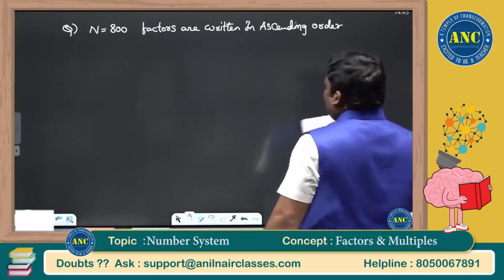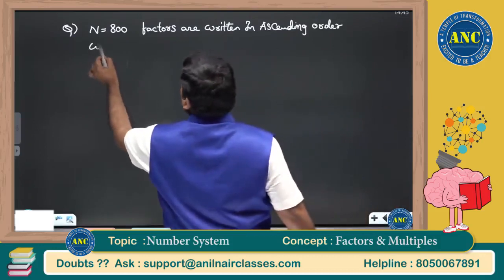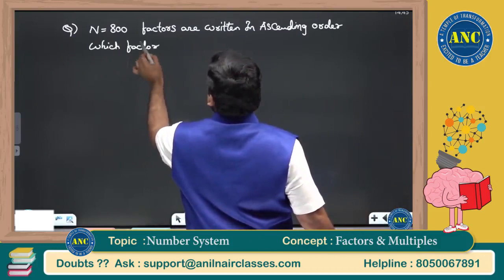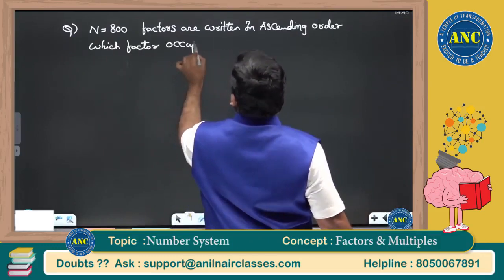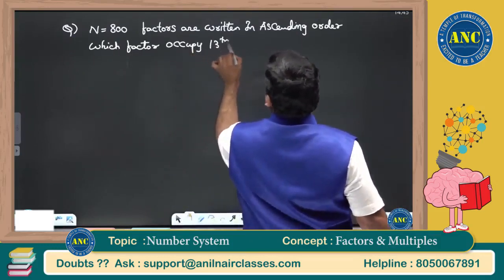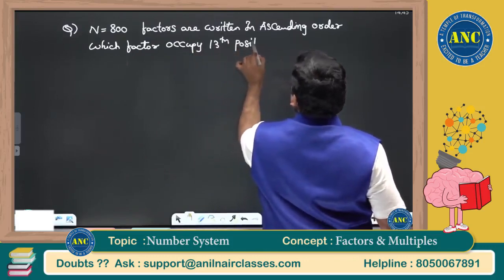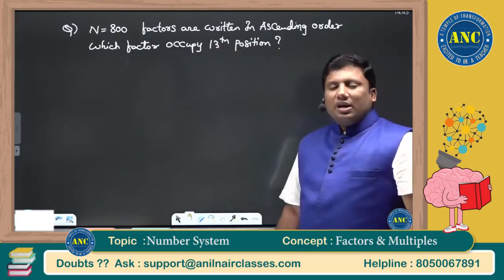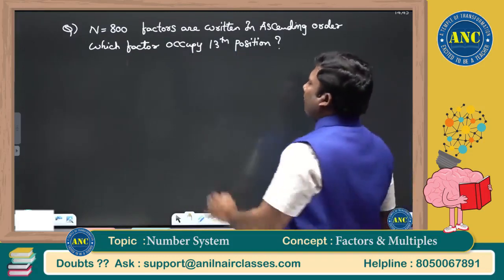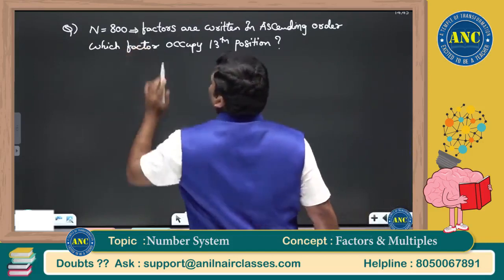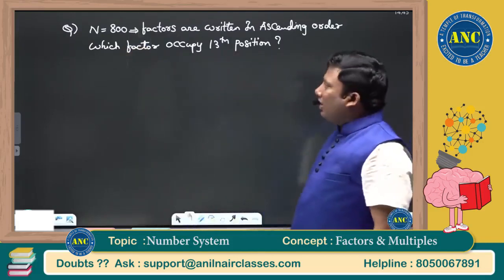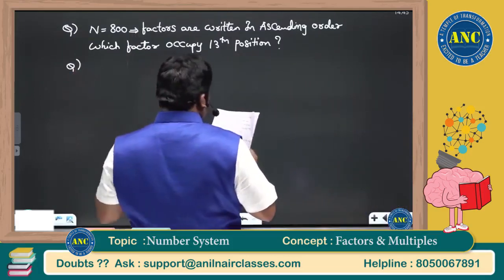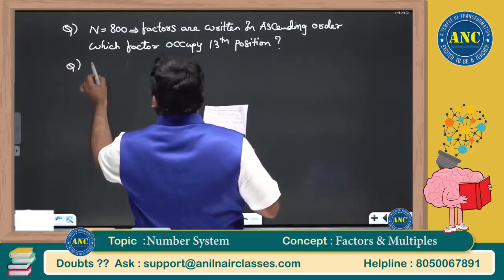What do we require? Which factor occupies the 13th position? Very, very good question, sir. If n equals 800, for this number, if the factors are written in ascending order, which factor occupies the 13th position?